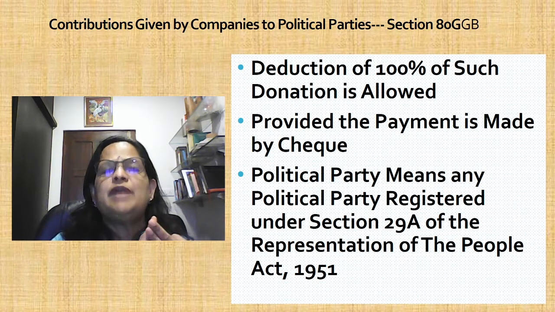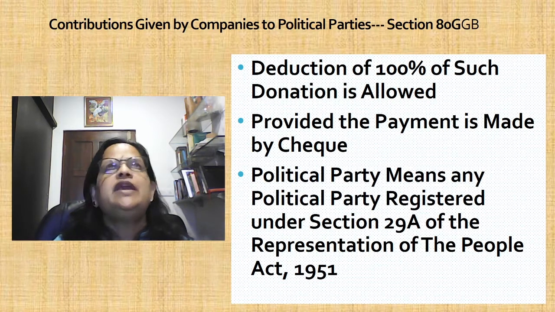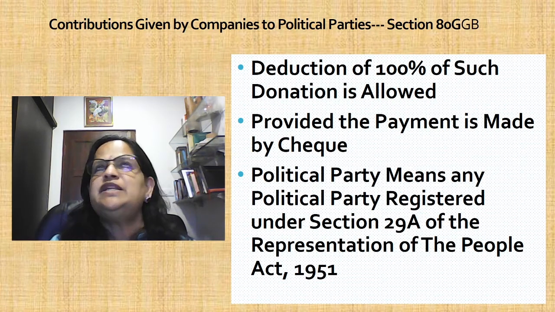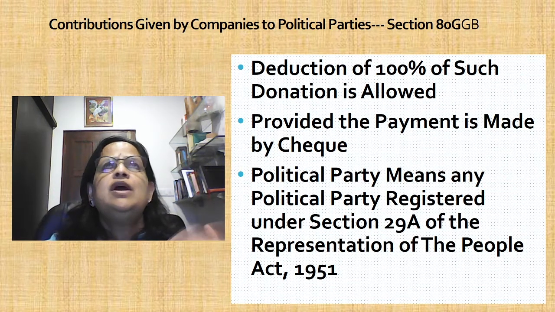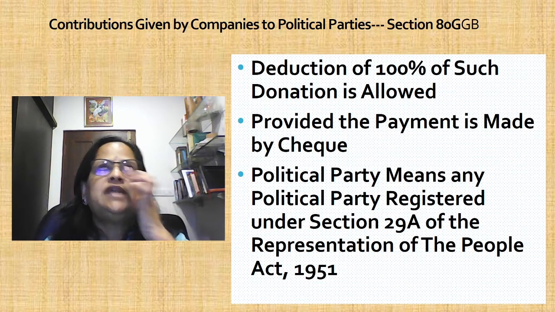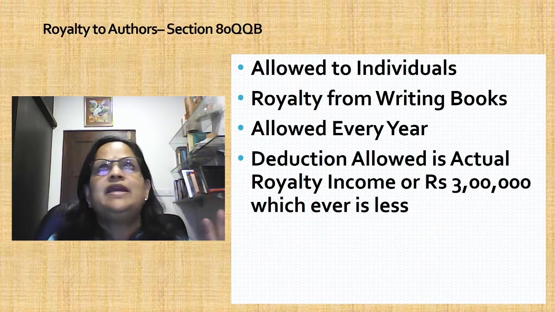Next, political party means any political party registered under section 29A of the Representation of the People Act, 1951. Some examples: BJP, Congress, CPI, CPM, Aam Aadmi Party, all these are examples. So for any political party, if they are given a donation, the company can claim this.